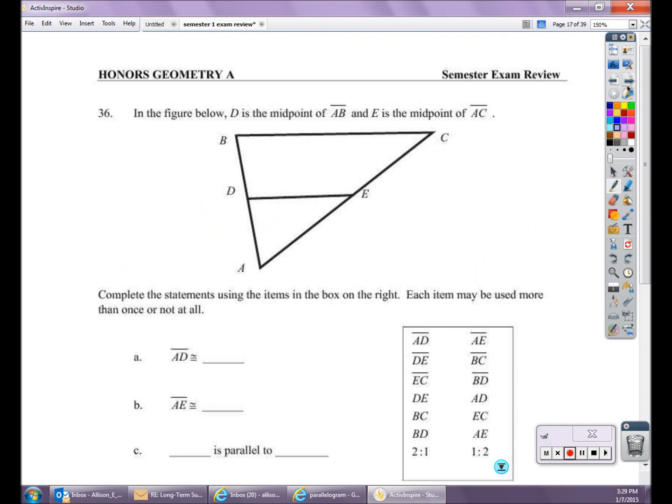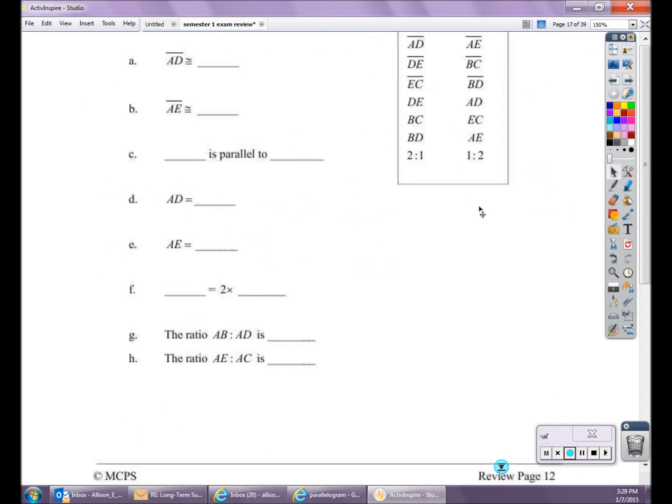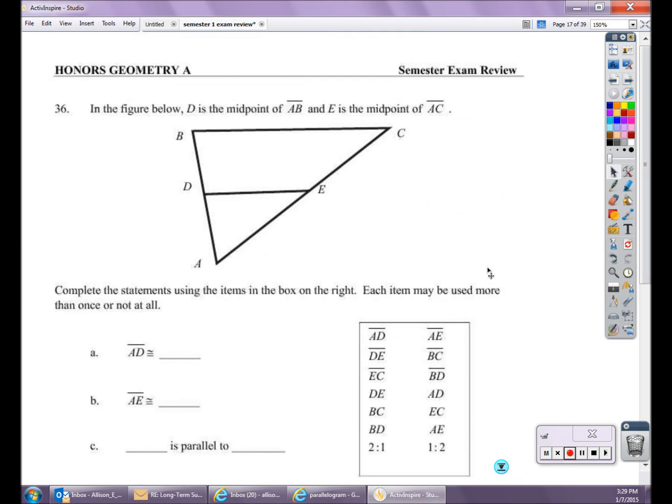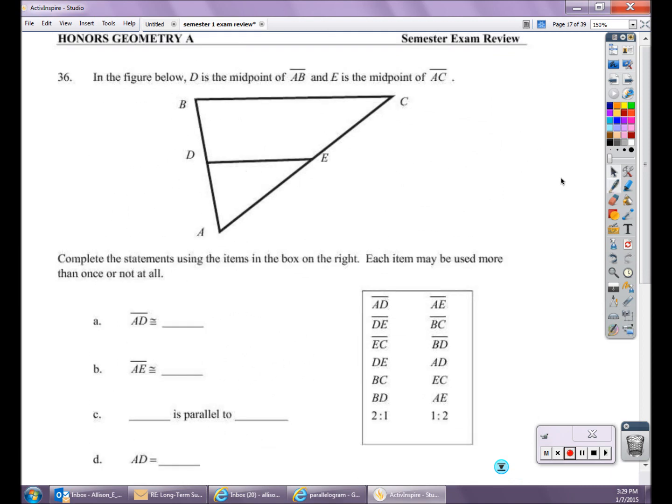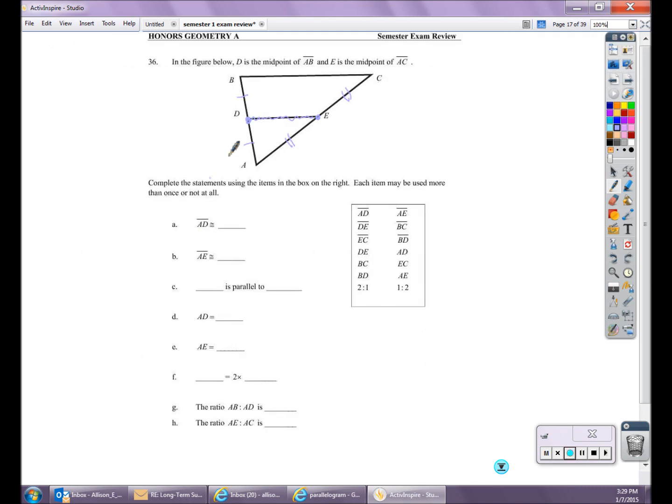All right. So we have number 36. In the figure below, D is the midpoint. So again, that's in the middle, cuts it in half. E is also in the middle, so we know for sure that this is the mid-segment of the triangle. Complete the statements using the items in the box to the right. Each item may be used more than once or none at all. So AD would be the same as DB or BD. It's the same thing. So it looks like in this box I see a BB, so maybe that's the one I'll choose.